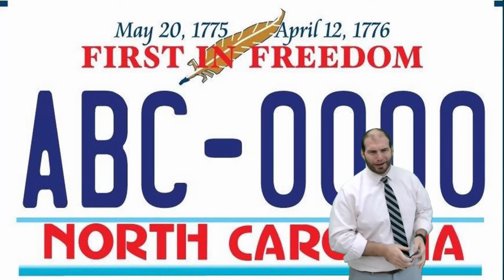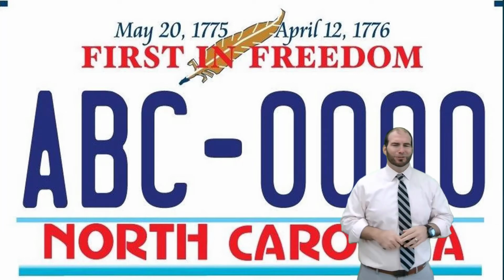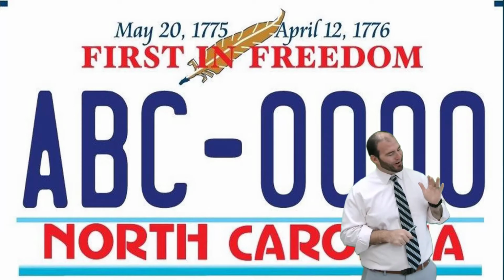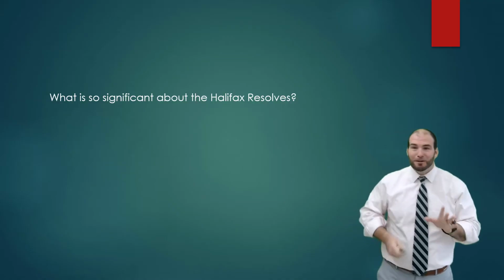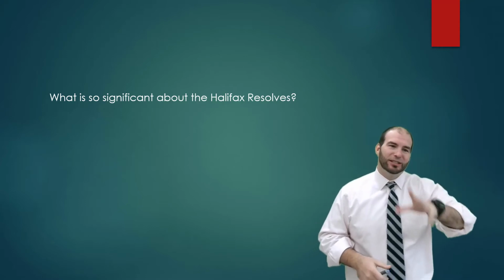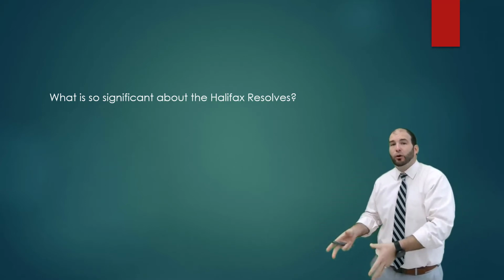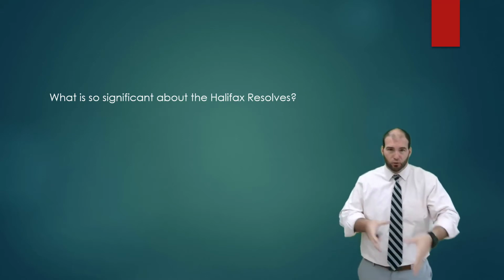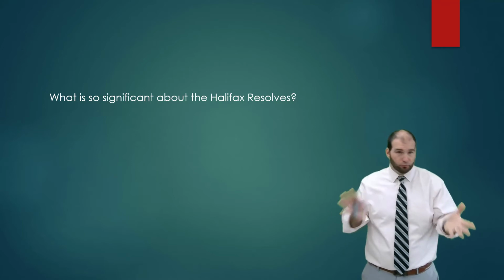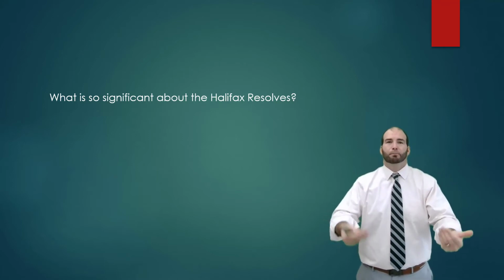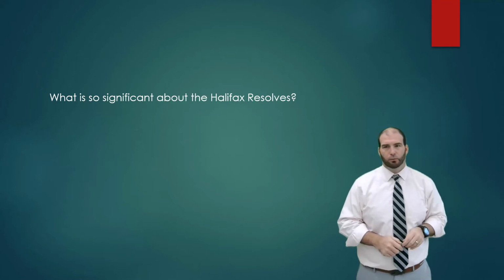There's also that date, May 20th, 1775. Mr. Wagstaff, what's that date? We're going to talk about that date. But first, the question is, what is so significant about the Halifax Resolves, which is the April 12th, 1776 date that's on the North Carolina flag? Why is that important? That is a real event, a real thing that happened. Why is that important in North Carolina history? So answer that completely, and we'll move on.